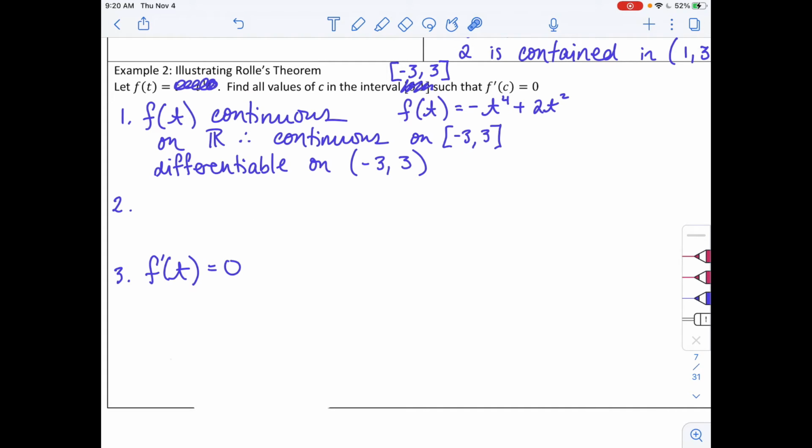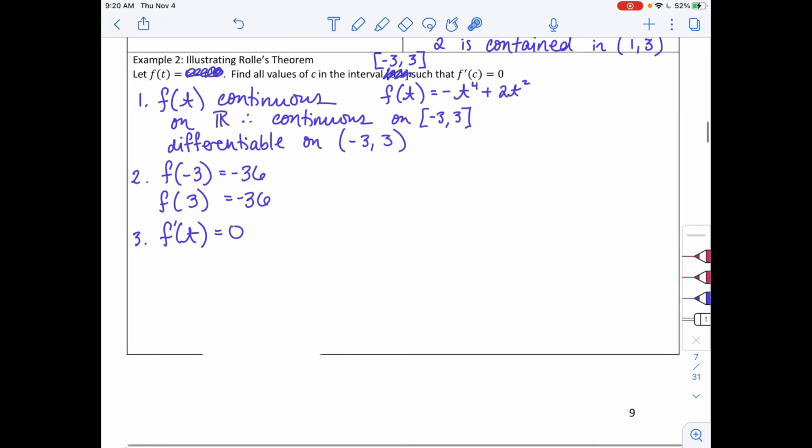So pause, find f of -3 and then f of 3. All right, you just found that they were both equal to -36. So now there must exist some c value on that interval such that the derivative is equal to 0. So now go ahead and differentiate, set your derivative equal to 0, and solve for t. So pause and then come back.